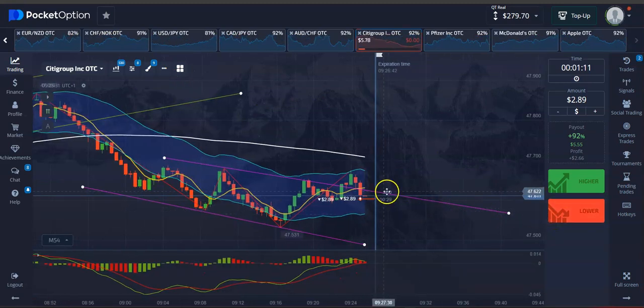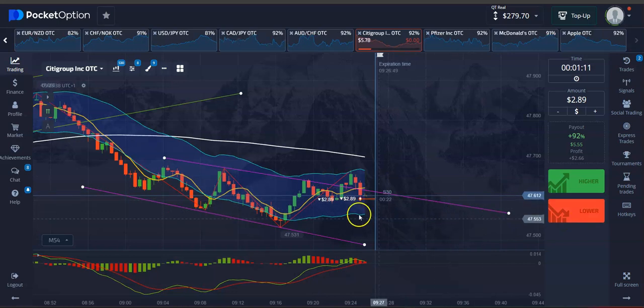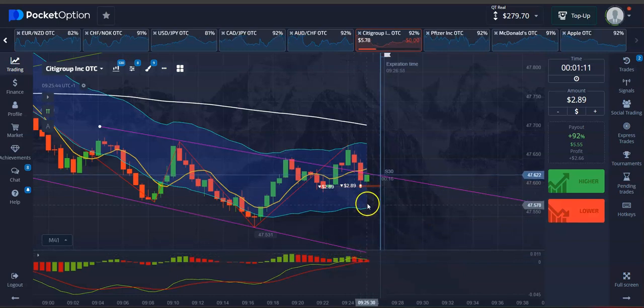Okay, we are here again for the same currency pair. Feels like it's going down this time. So let's see how it goes. We got again red bars right there.